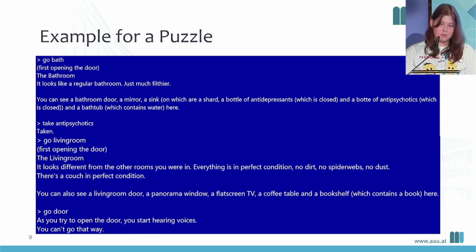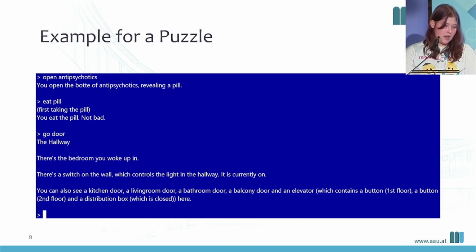But if you try to leave, then again, you will get an error message that reads, as you try to open the door, you start hearing voices. You can't go that way. You can try again, but after some attempts, you'll lose the game as you die. So it implies that you're starting to hallucinate. So the player then has to remember that they took the antipsychotics with them and take the pill. Afterwards, you can leave through the door as if nothing ever happened.